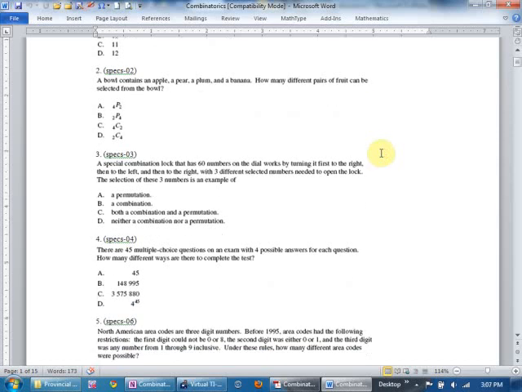Number three, a combination lock is misnamed. The combination lock should actually be called a permutation lock, because I'm telling you, in your locks, the order matters. You all have three numbers on your locks, but you have to do them in the correct order, right? So a combination lock should be called a permutation lock. The order matters there.